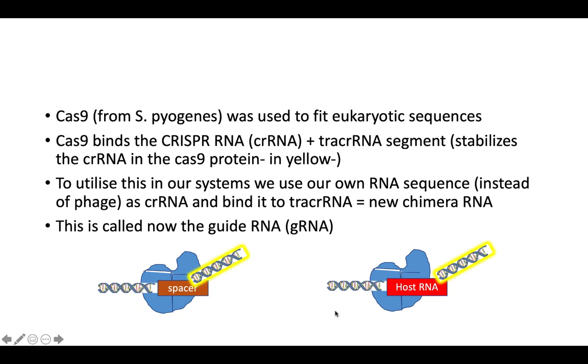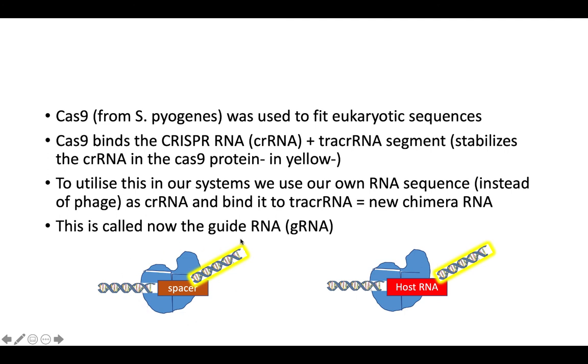So they replaced this spacer sequence and put in host RNA, and then they had a chimeric RNA made of two species, the human and then the bacteria. They made them together, and they tested it. It turns out yes, it can function inside human cells, and it can bind our own DNA.